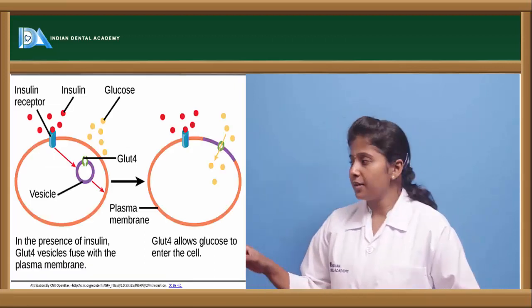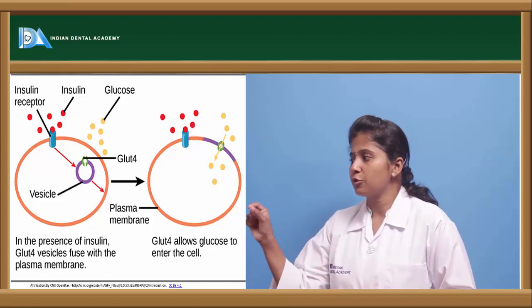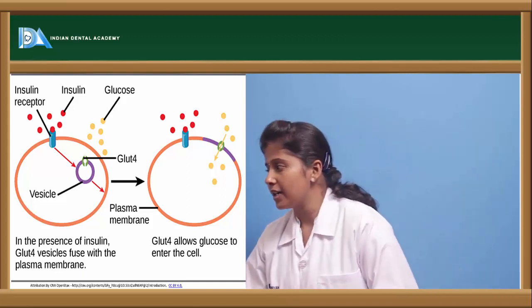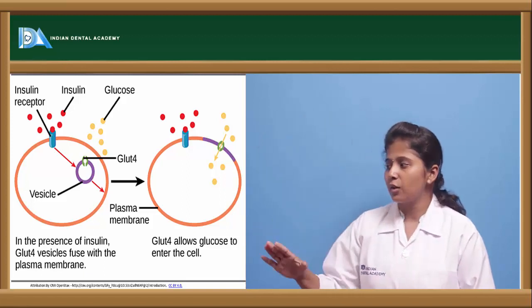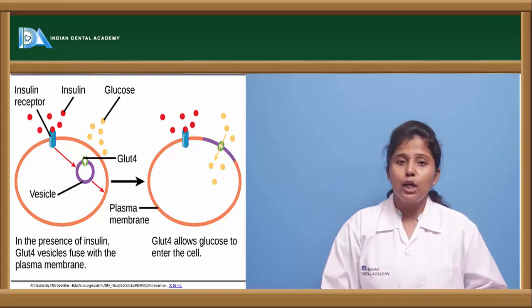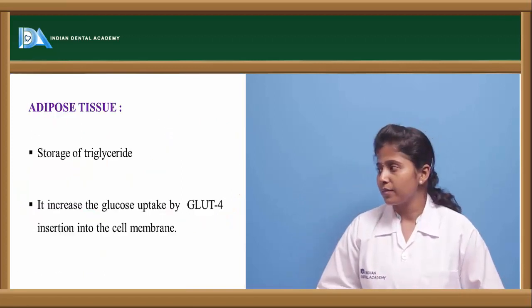Here is the pictorial representation of the mechanism, where through the GLUT2 receptors the glucose is entering into the cell, and in the presence of insulin, the GLUT2 vesicles fuse with the plasma membrane, aiding in the glucose uptake into the tissue.